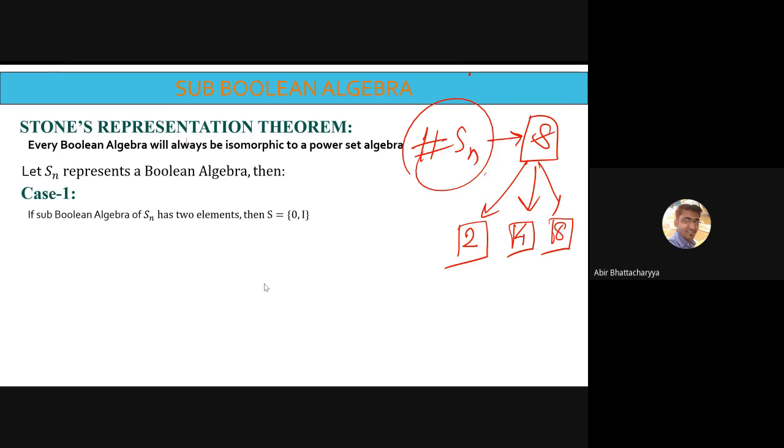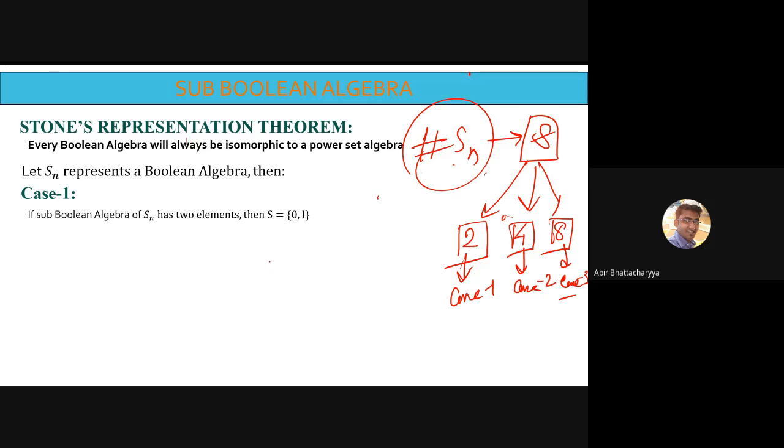Now we want to classify these things into three cases, right? So the first case, case number 1, is whenever we have 2 elements in the sub-Booleans. The second case is whenever we have 4 elements in the sub-Booleans, and the third case is when we have 8 elements of Boolean.